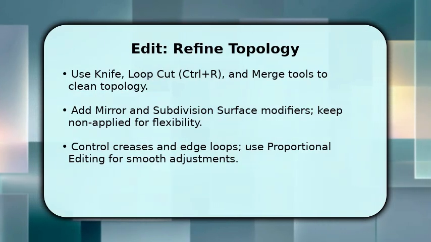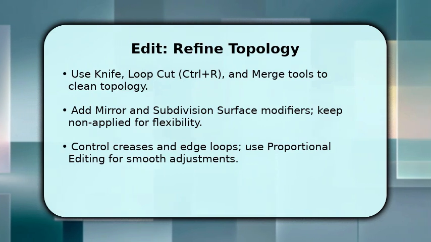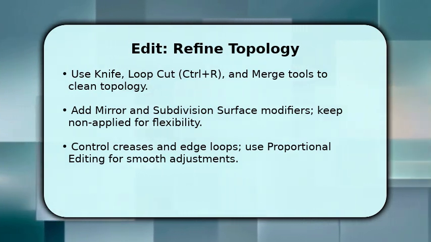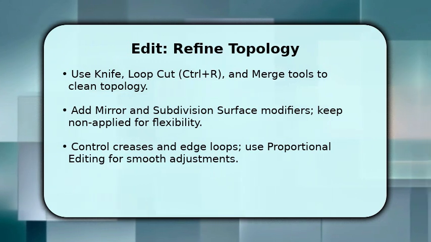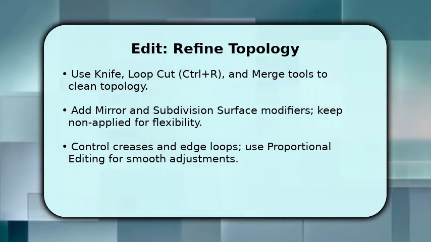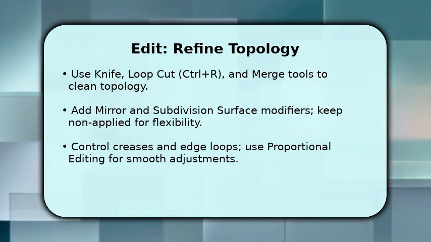Now you refine topology to make the mesh efficient and deformation-friendly. Add a mirror modifier to work symmetrically, then a subdivision surface modifier for smoothness, but do not apply them yet so you can tweak settings.